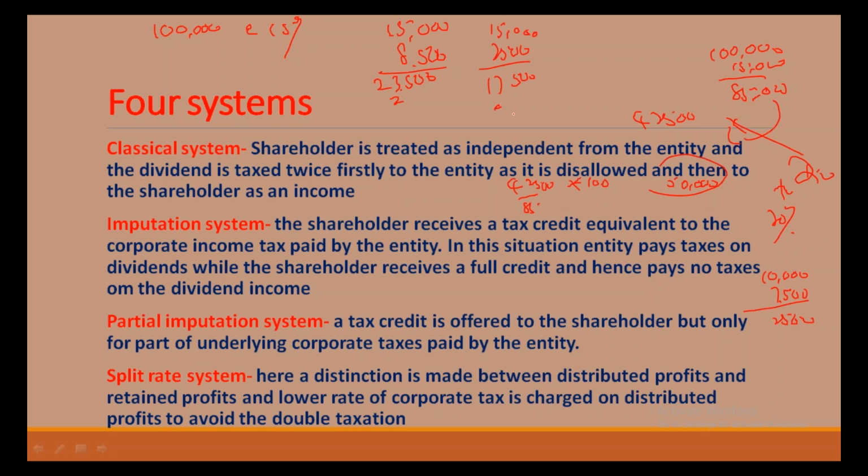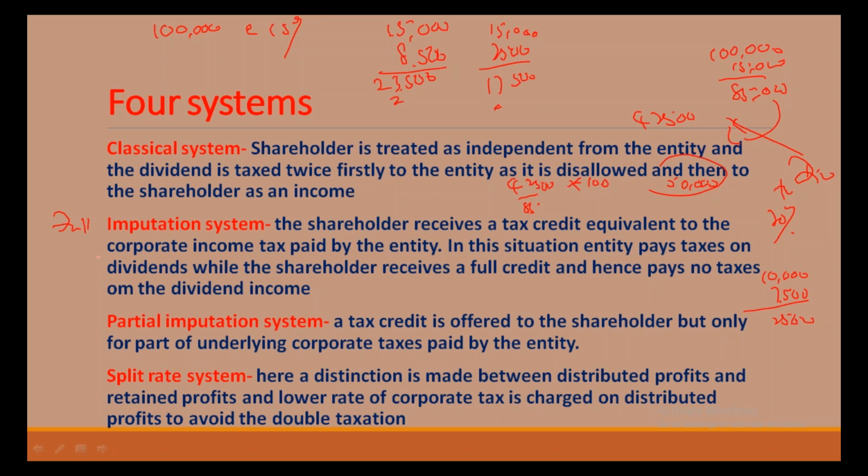But in this case, I am allowed to claim the full imputation. This is what we call full imputation: the entire 15% that was paid, I can claim. Now the next scenario is where they will not allow the full imputation. They will allow you only a 10% credit, not the entire 15%.